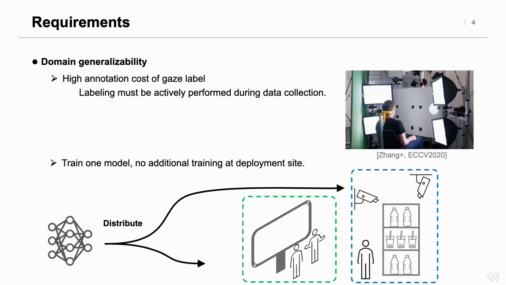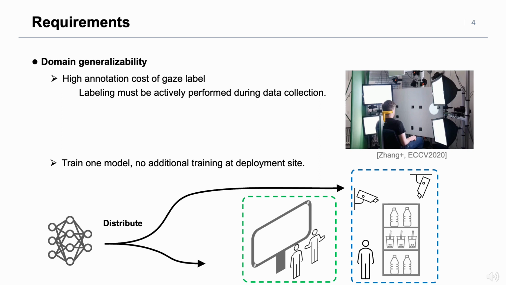Adding to this, gaze estimation datasets are challenging due to the high costs associated with annotation. It's worth noting that annotating post-capture isn't feasible. Therefore, it's crucial for gaze estimation models to possess a domain generalization ability. The ideal scenario is training a single model in the lab that can then infer in any environment without requiring additional training.